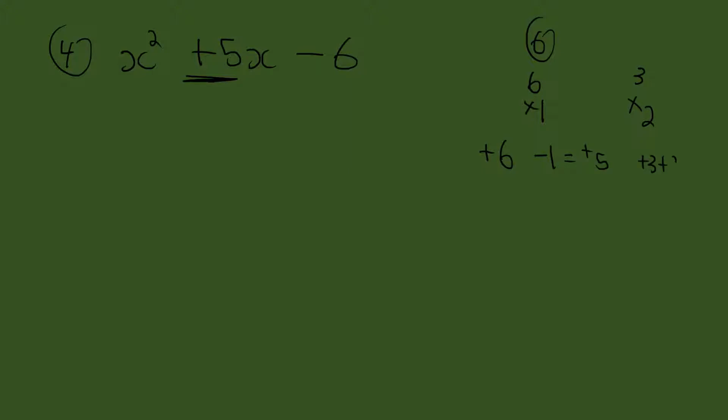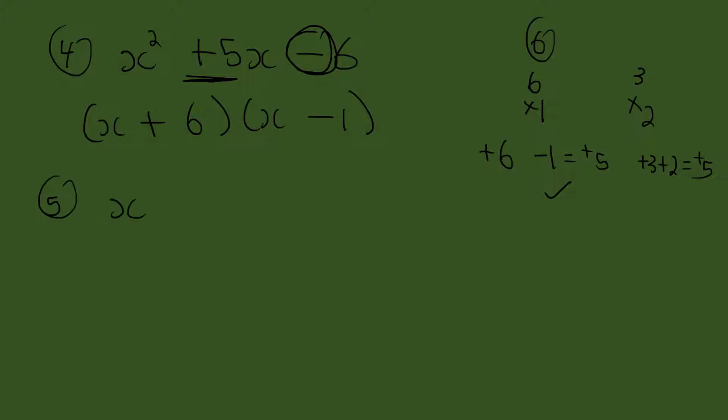Right, number 4. You will see it will get easier and easier as we carry on. 6 times 1, or I'm just going to write it here, 3 times 2. I need to have 5. I can say +6 minus 1 will give me a +5, or +3 plus 2 will also give me a +5. But you have to look at that sign, which is a negative. So we have to work with where the signs differ. It's going to be x plus 6 and x minus 1. And if you FOIL this, positive times a negative will give you a negative at the end.